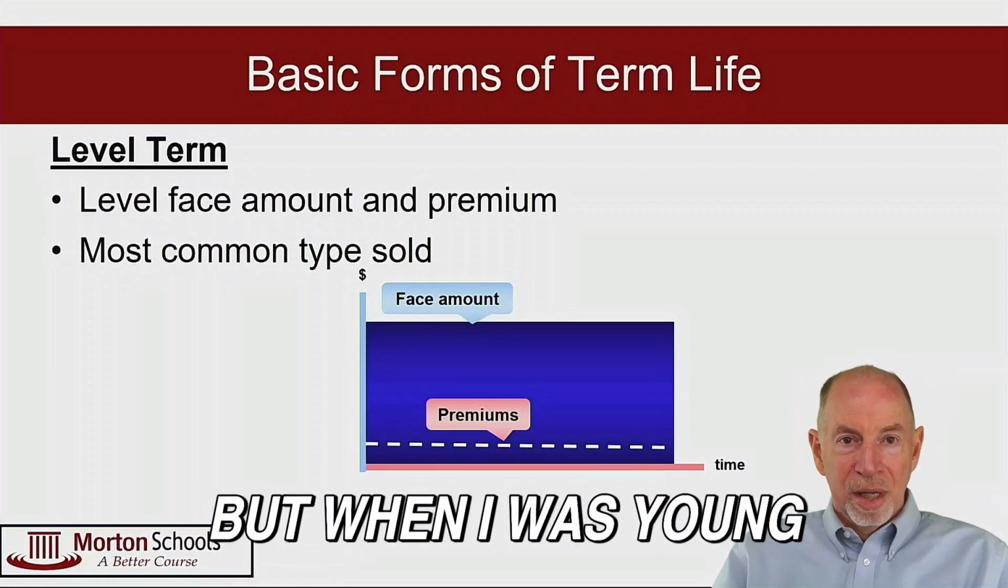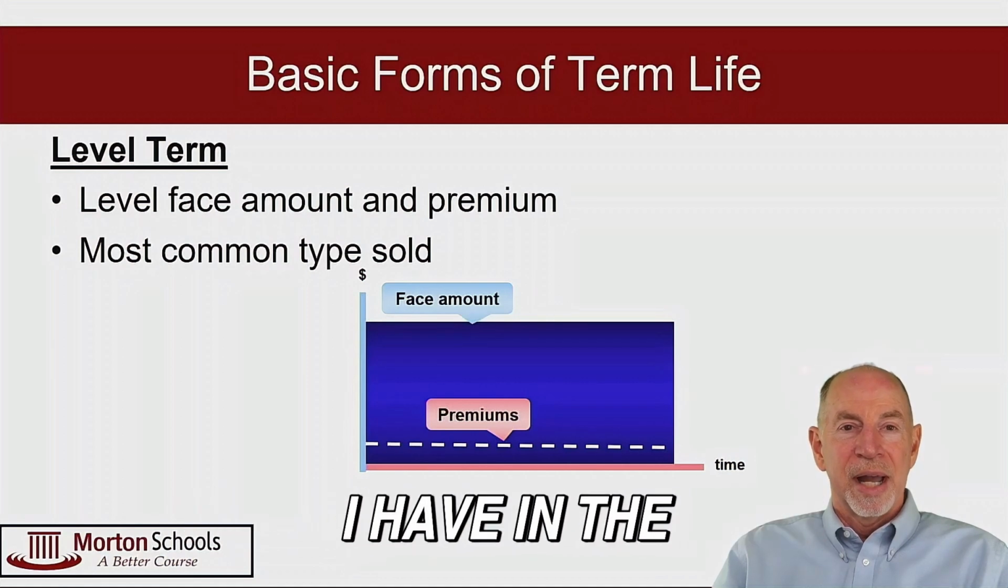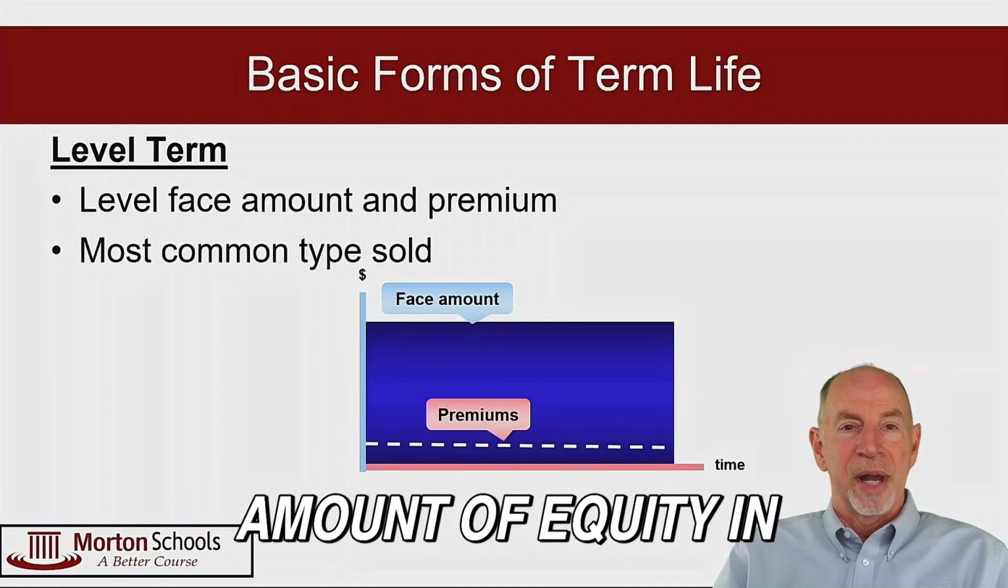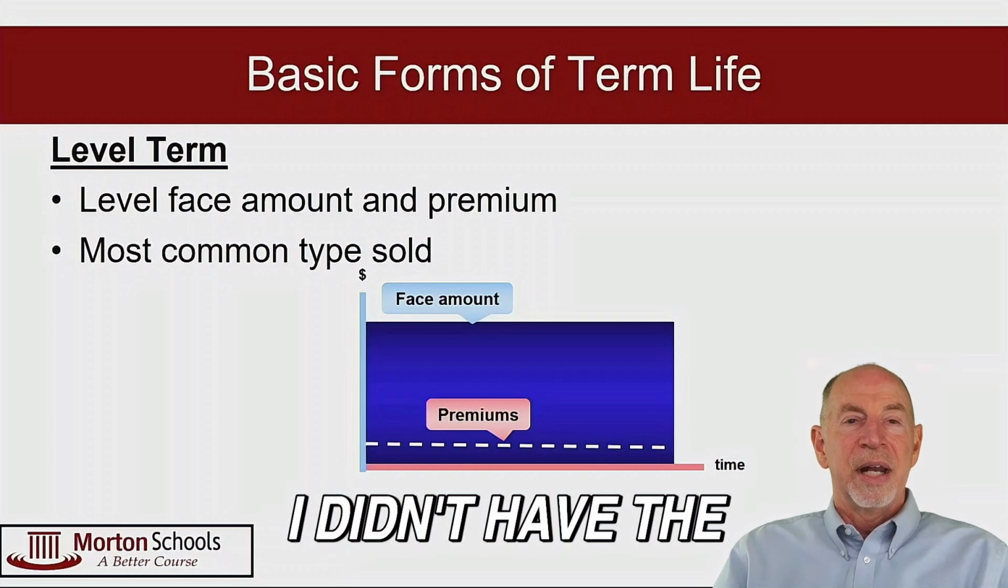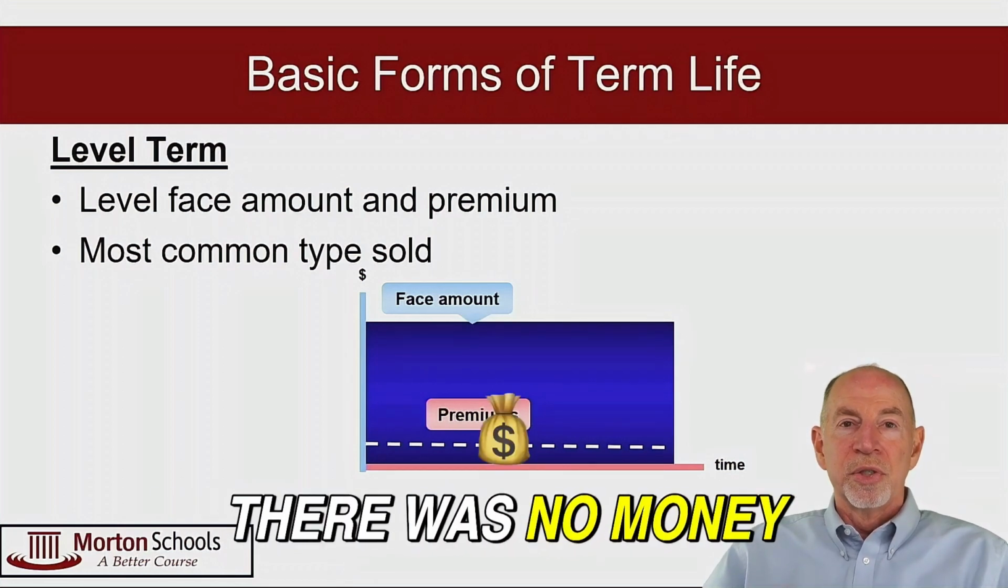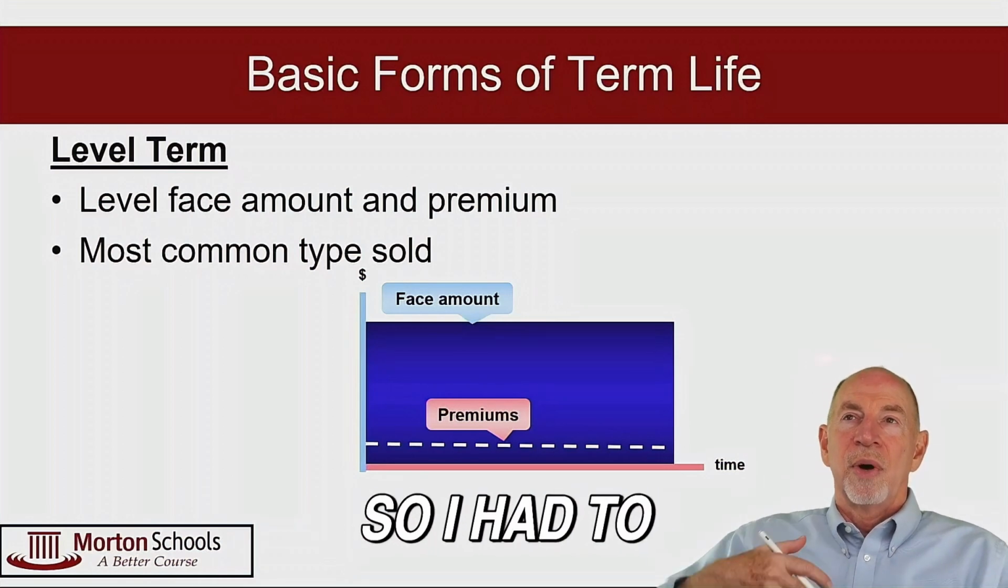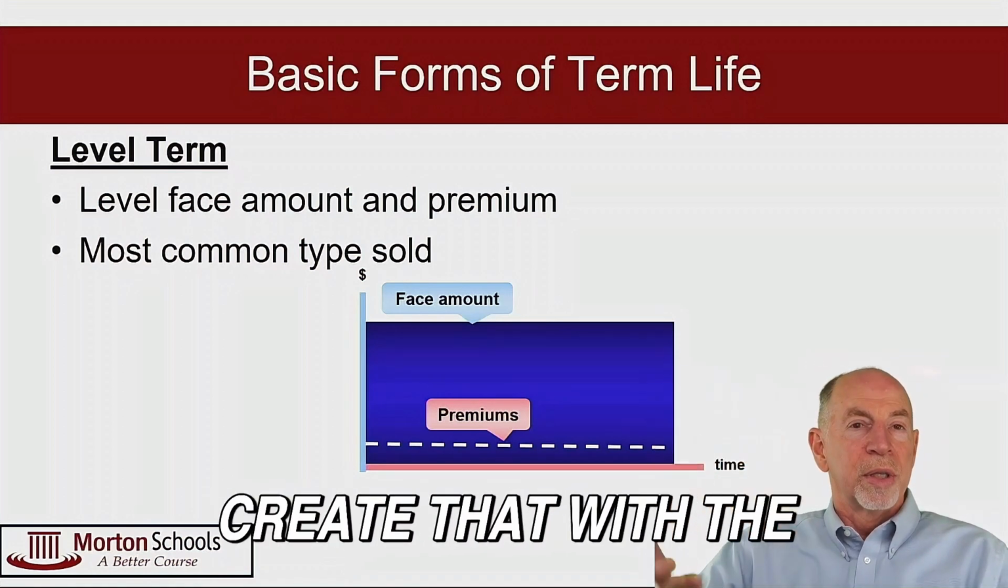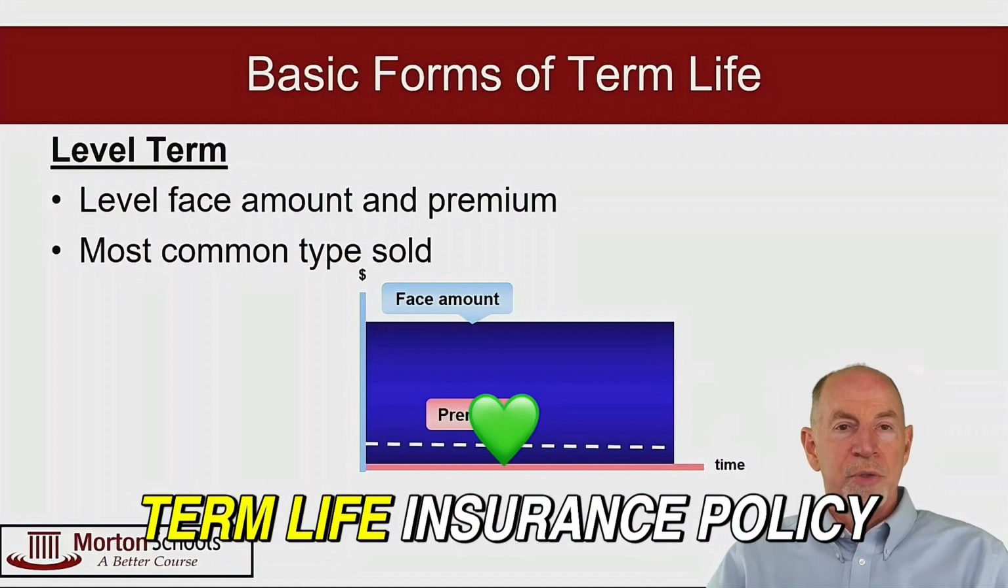But when I was young, I didn't have the amount of money that I have in the bank now. I didn't have the amount of equity in my home that I have now. I didn't have the amount of savings that I have now. And so because of that, there was no money to give to my family, so I had to create that with the term life insurance policy.